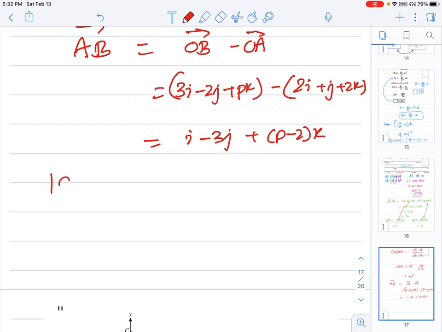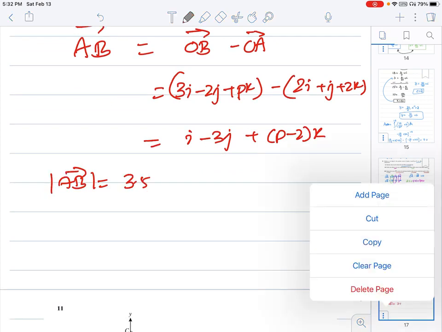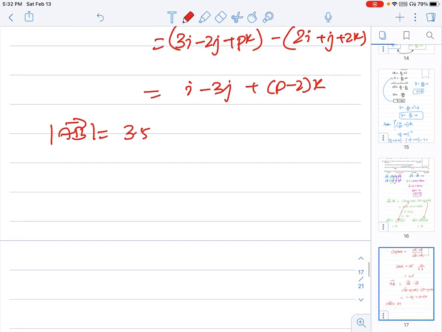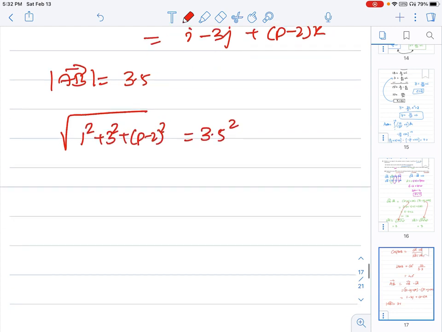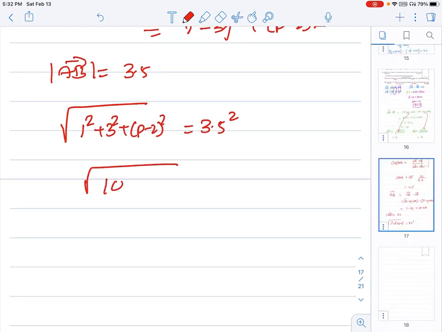Modulus of AB is equal to 3.5, means square root of 1 square plus 3 square plus (p minus 2) whole square is equal to 3.5 square. So square root of 10 plus (p minus 2) whole square is square root of 3.5 whole square. Okay.